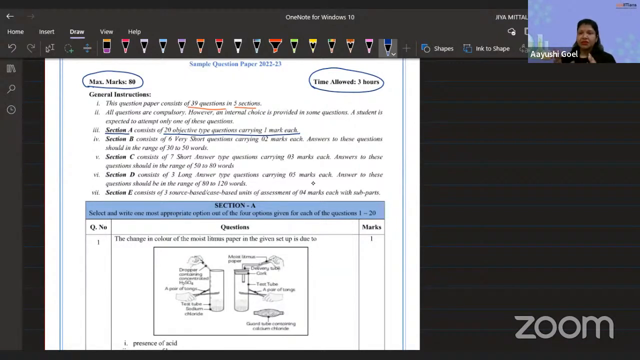There are many questions which come from heredity and life processes in biology. Similarly, in chemistry there are many questions on chemical reactions, and on metals and non-metals and the carbon chapter, and then the other portions. Now let's see one by one.